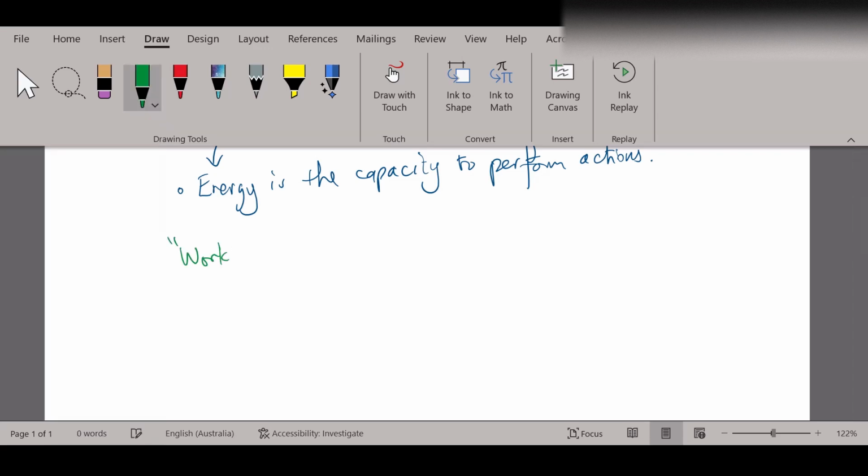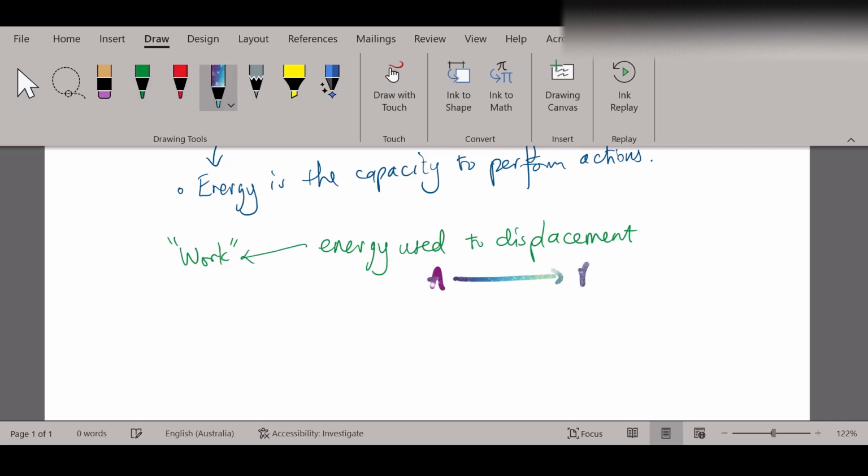Work. Now, this term work doesn't mean like a job, like when you work for a company. Work here describes a type of way that we use energy. So when we say work, we typically mean the energy used to displace an object, that means to move it from location A to location B. We have to give it a sprinkling of energy into the system to move it from A to B.